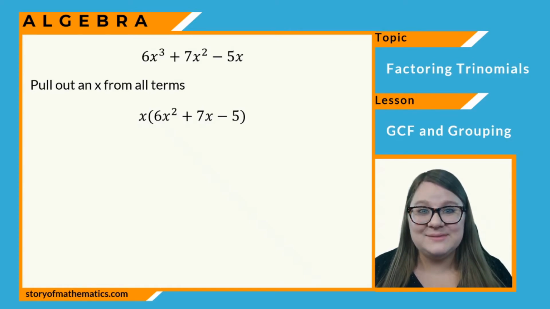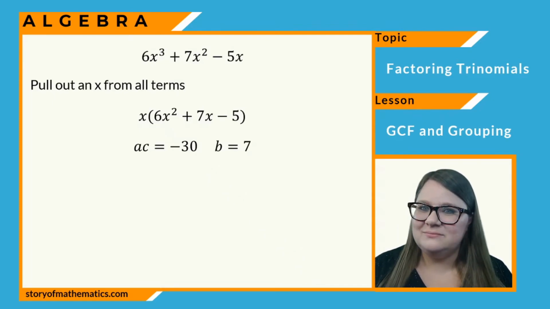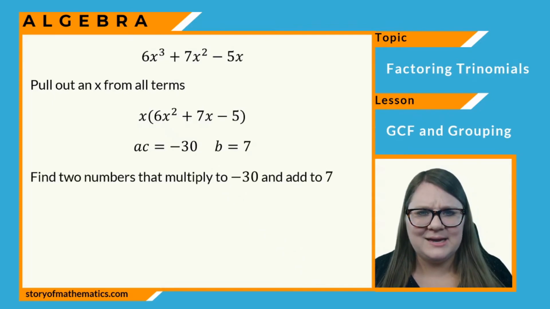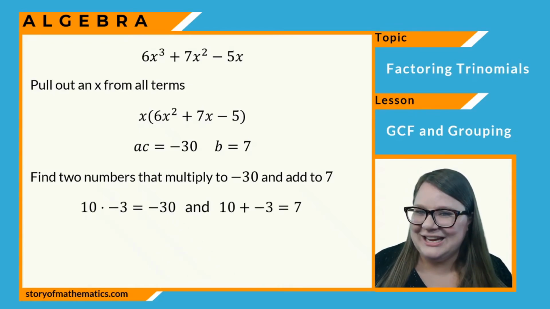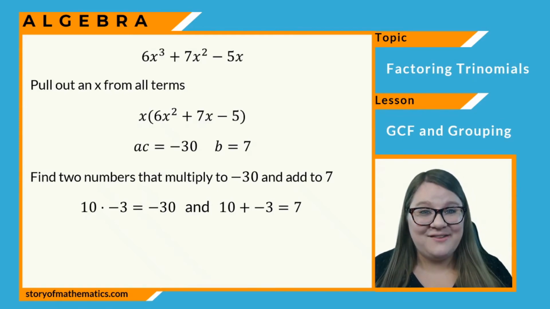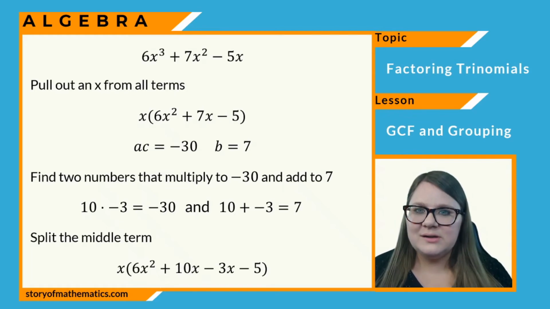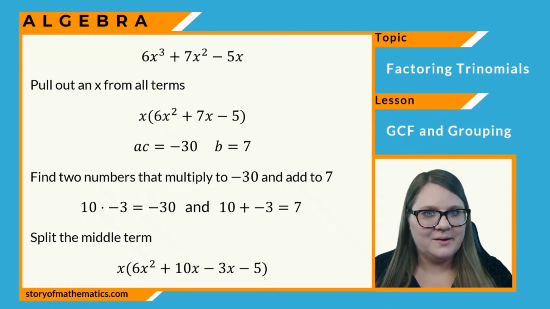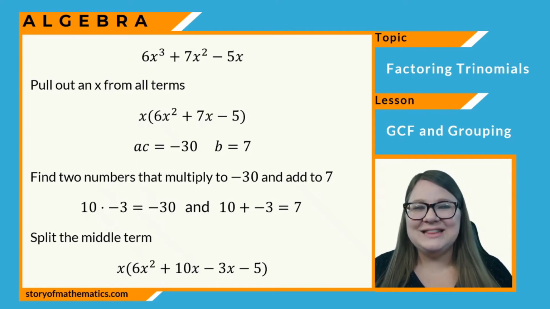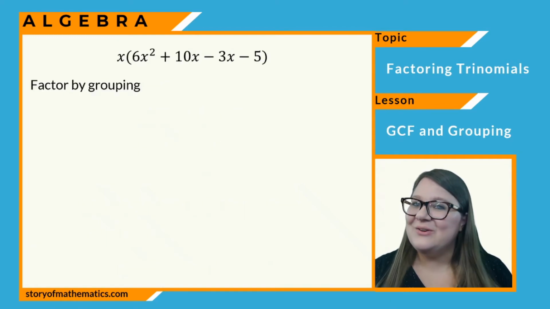So I'm going to start with a times c: 6 times negative 5 is negative 30, and b is 7. What two numbers multiply to negative 30 and add to 7? Well, the two that I came up with are 10 and negative 3. So I can split that 7x into 10x minus 3x. Notice that I still carry down that x on the outside of the parentheses because it's still part of the problem. So let's continue factoring by grouping.